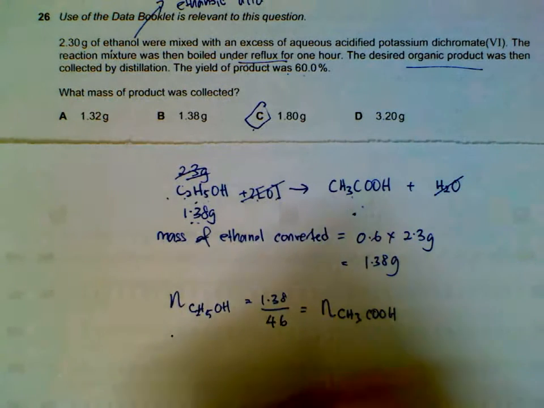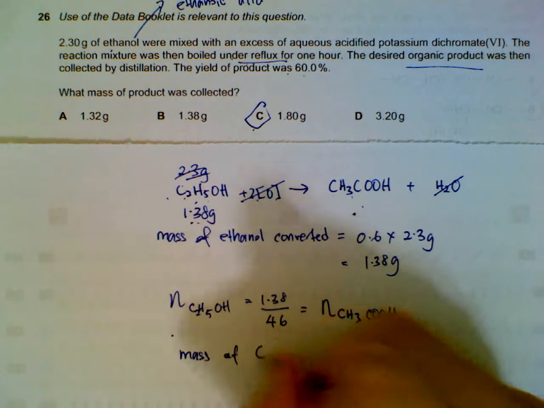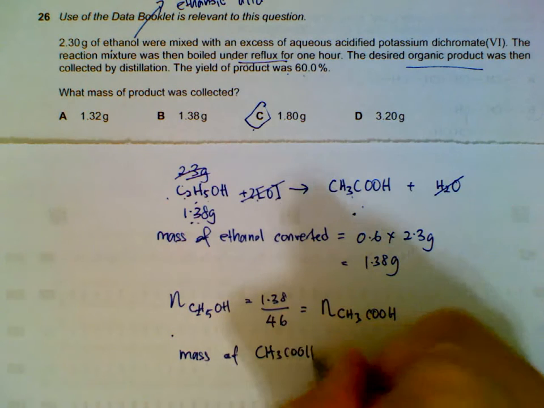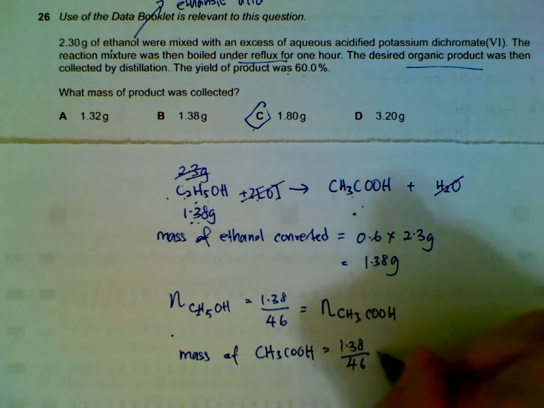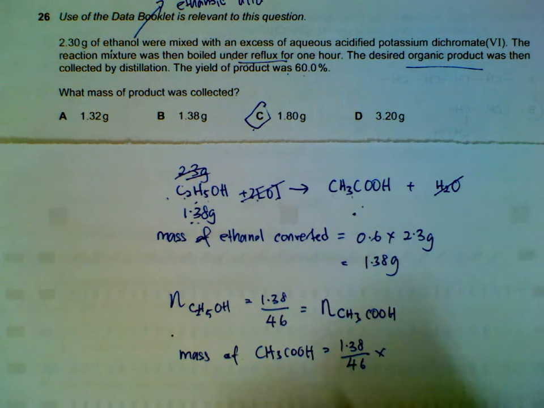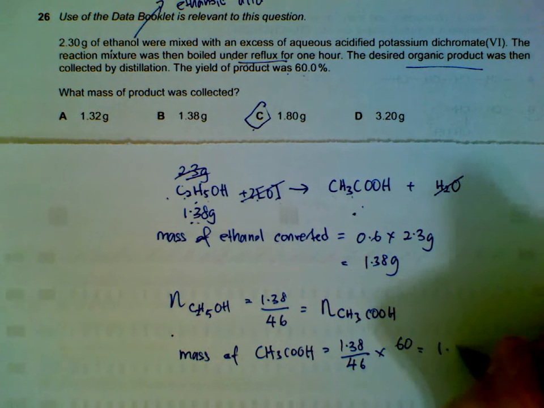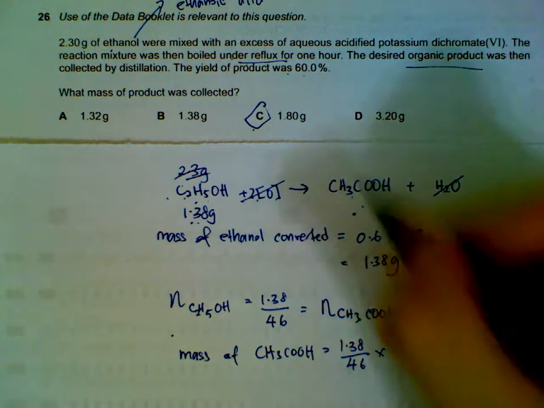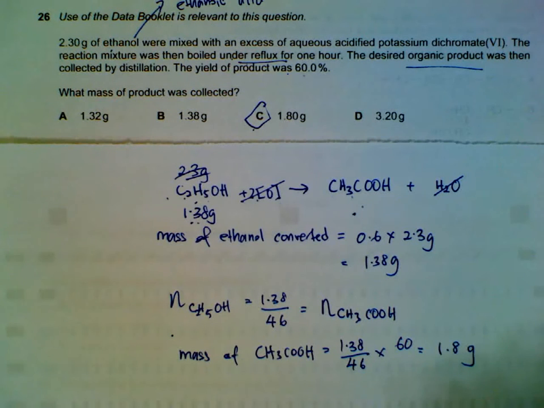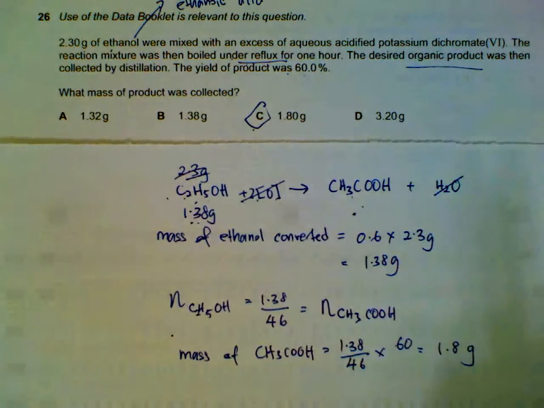Once we have that, the mass of ethanoic acid is the number of moles multiplied by the Mr of ethanoic acid, and we will get 1.8 grams. So that is the mass of the ethanoic acid produced when 60% of your ethanol was converted.